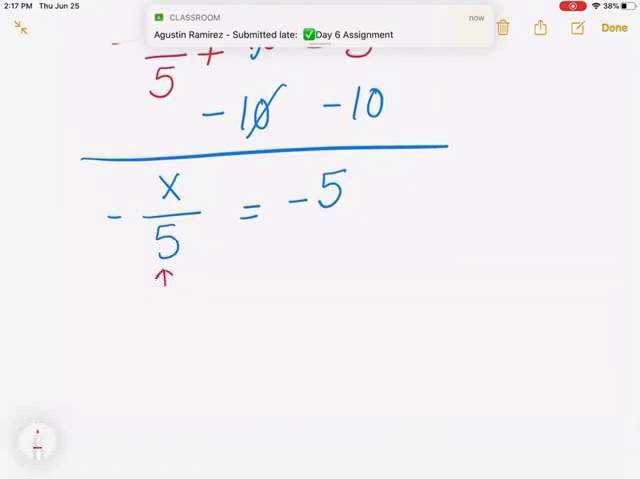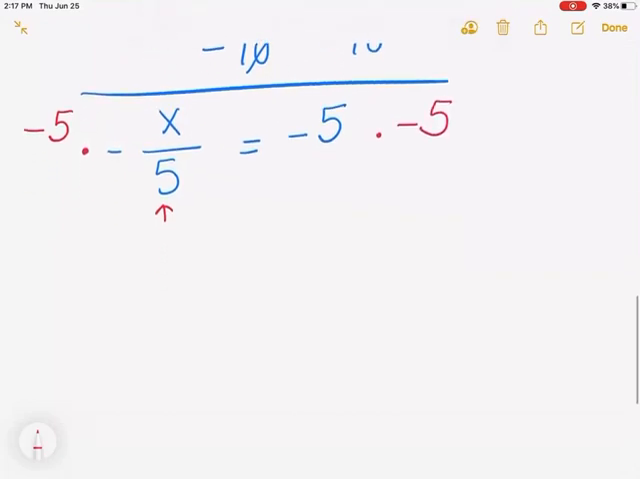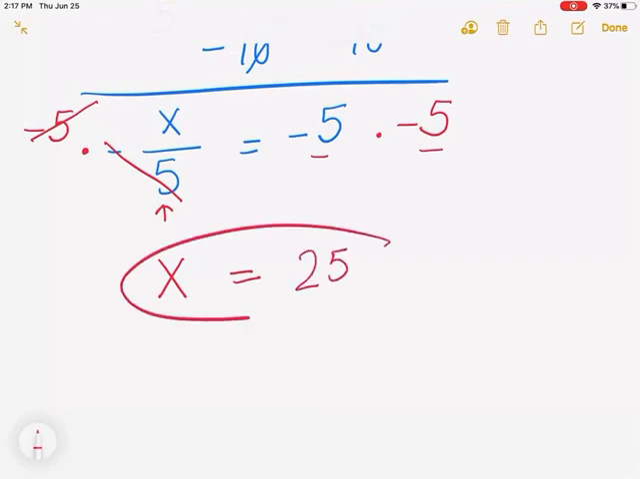Let's do its reciprocal. So I would multiply by 5 on both sides. If it's dividing, we multiply. If it's multiplying on the top, we divide. So that's how we deal with this. Almost there. This 5 and this 5 would get canceled out, so x stays by itself. Negative multiplied by another negative becomes positive 25. So that's how we deal with two-step equations.